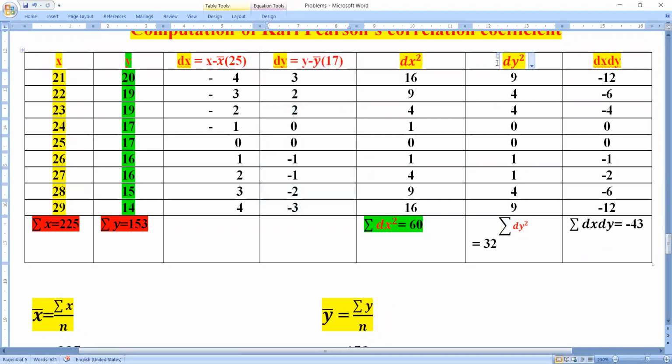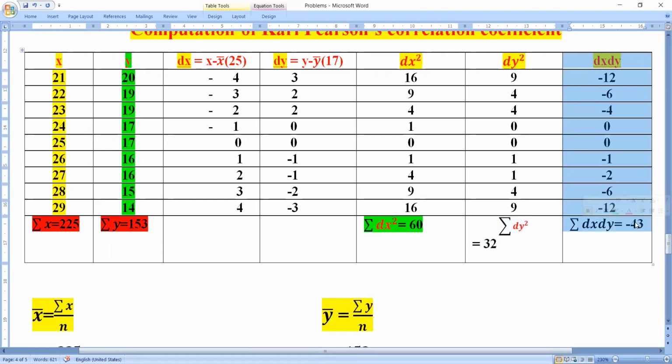So we should sum up this column. When we total this column, how much do we get? Sigma dy square equals 32. The total value of dy square is 32. After that, we move on to the next column, dx dy.